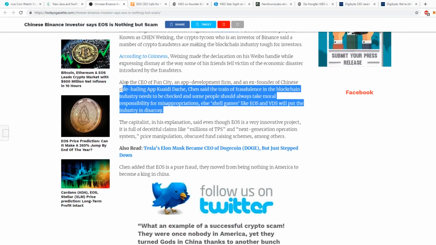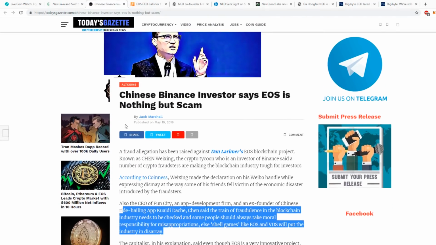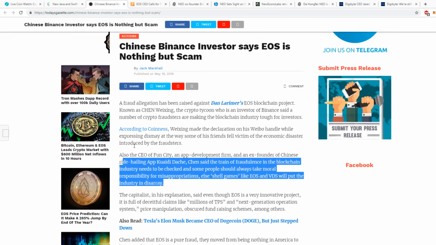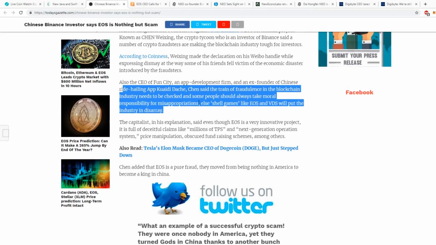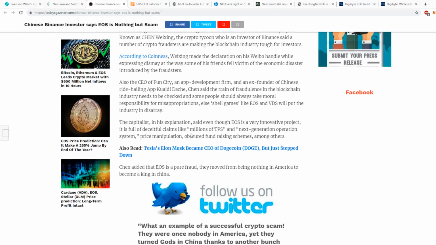So I found this quite interesting. I didn't actually expect anybody to really publicly speak about EOS like that, especially not a crypto tycoon or possibly a billionaire. I don't even know. The capitalist in his explanation said that even though EOS is a very innovative project, it is full of deceitful claims like millions of transactions per second and next generation operation system, price manipulation, obscured fundraising schemes, among others.